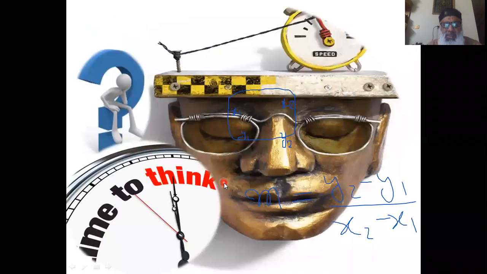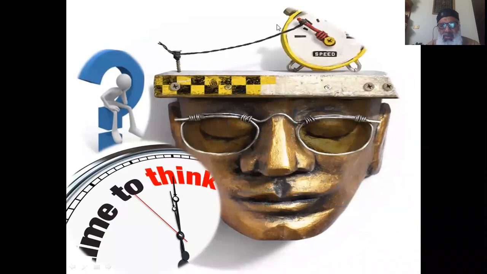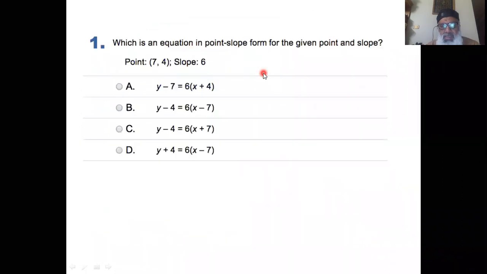Okay, let's see. The next one is the time to think. Okay, so it's your turn to think about that. So let's see. The next is a question which asks for an equation in point slope form for the given point and slope. So slope is over here, and this is the point. So it seems to me that the first one is the right option. If we are trying the point over here, that may be the right one.